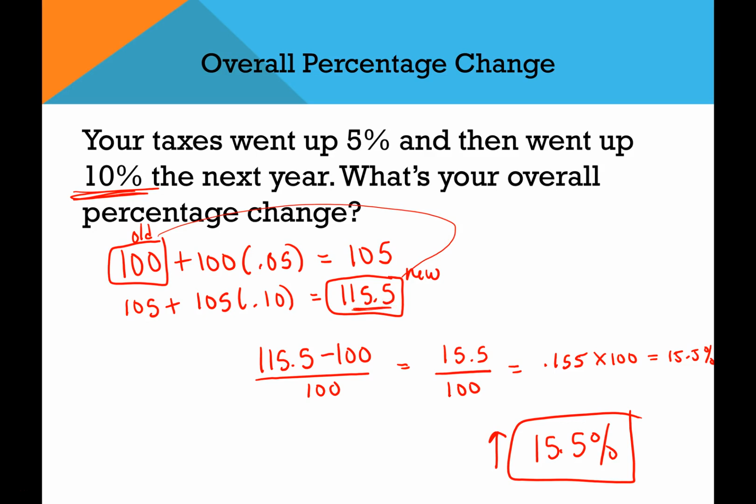All right. What would your guess have been maybe before this class? You might have said it went up 15%, which is close, but it actually went up 15.5%. And that's because you're taking 10% of a bigger number here.